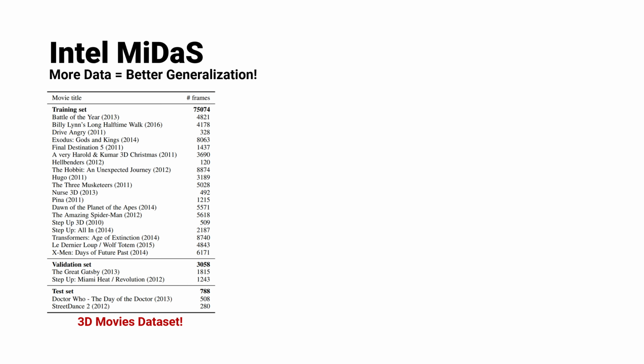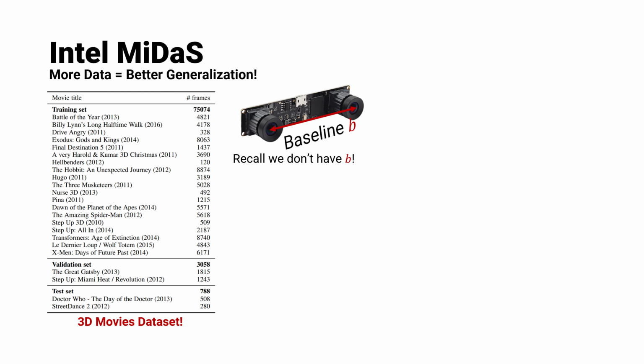This is exactly what the Intel MiDaS paper does, where they use a lot of data from the 3D movies dataset we just talked about. And again, remember that this is captured through a stereo camera. We don't have the baseline B. So our loss is supposed to be invariant to both scale and shift in the prediction of the depth output. That's what we just saw.